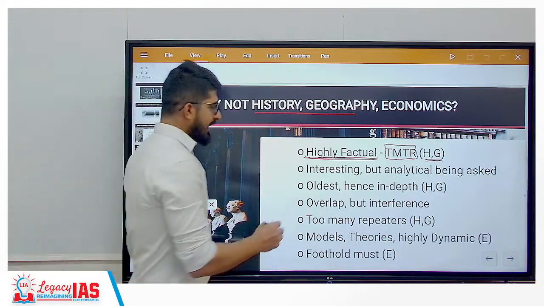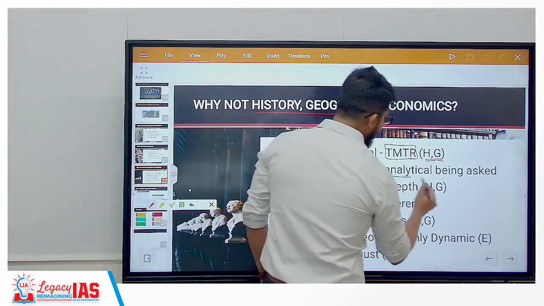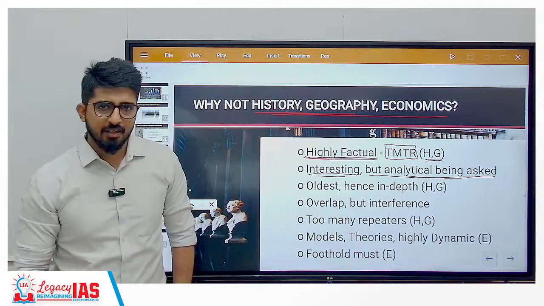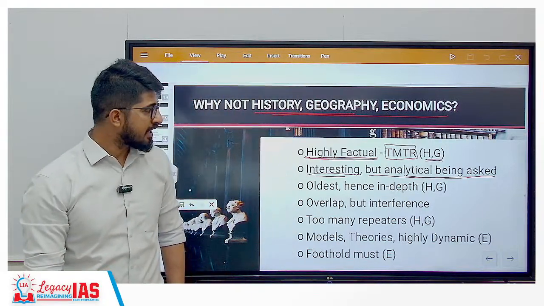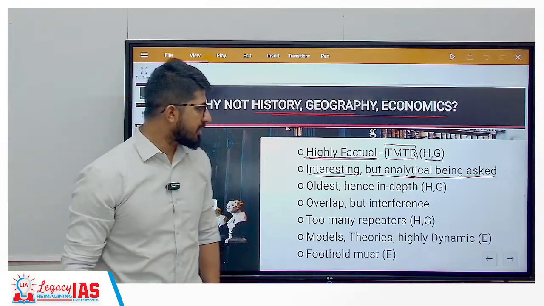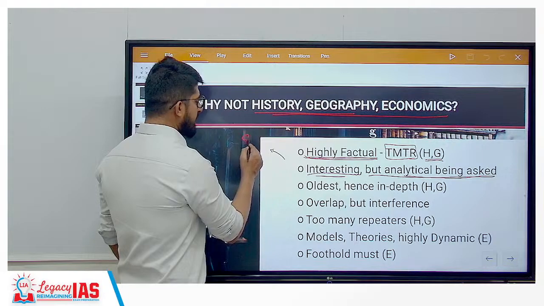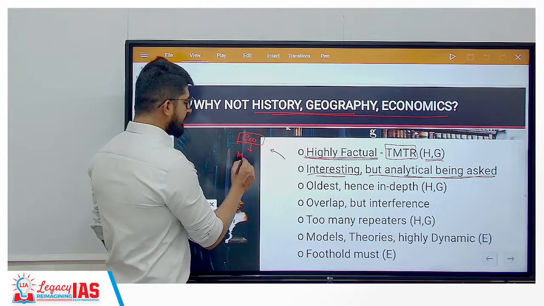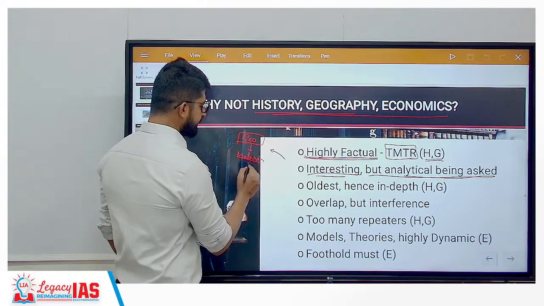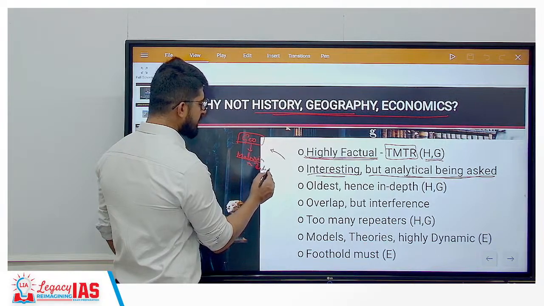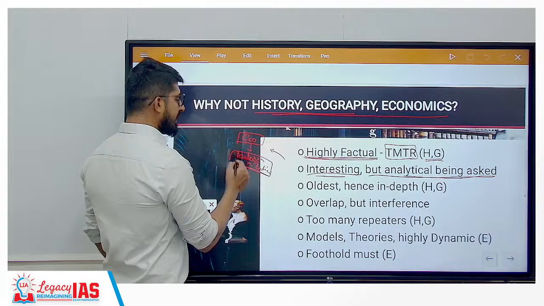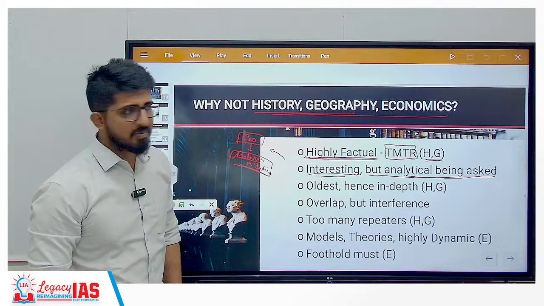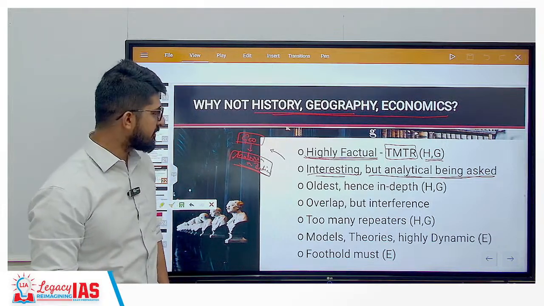And then, interesting, but analytical questions are being asked for all the three. They may ask a question in geography related to the geographical spread of malaria in India, the factors related to it. But they had asked a question related to the spread of malaria in South Africa, the geographical factors responsible. Now, that becomes quite a stretch to answer.